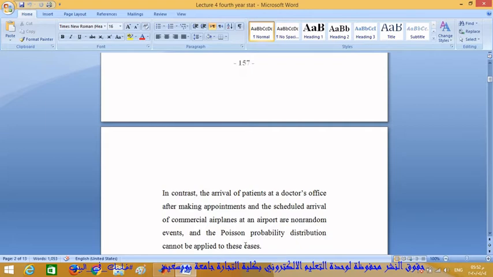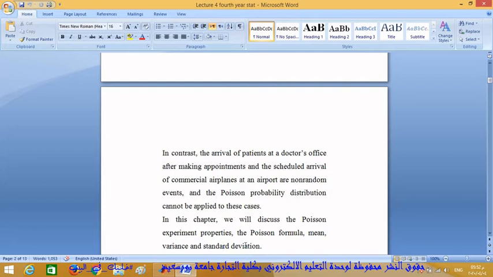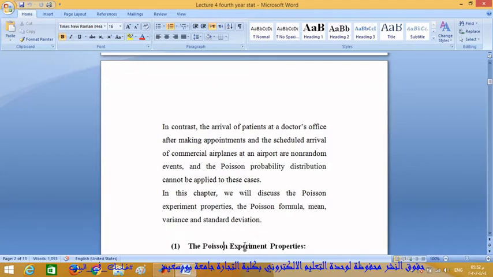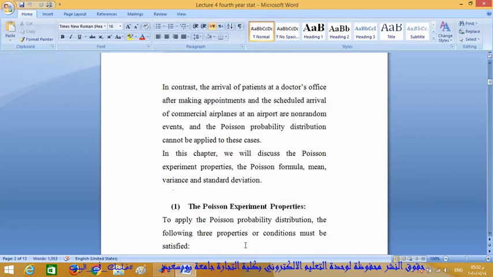So you understand that Poisson probability distribution is only applied to events which occur randomly. Okay? In this chapter, we will discuss the Poisson experiment properties, the Poisson formula, the mean and the variance, and the standard deviation of this distribution. First, the Poisson experiment properties.